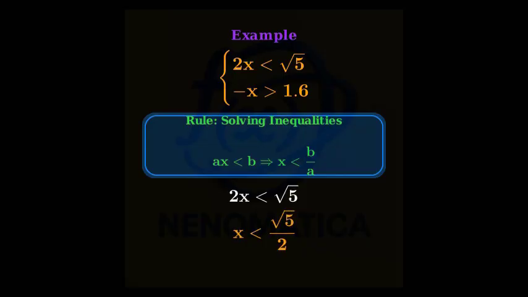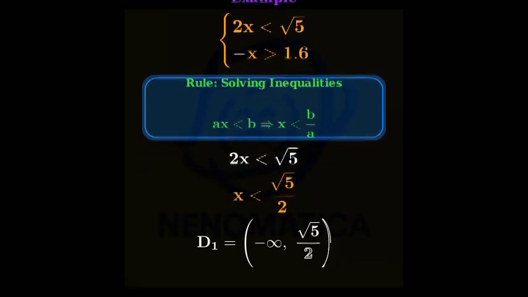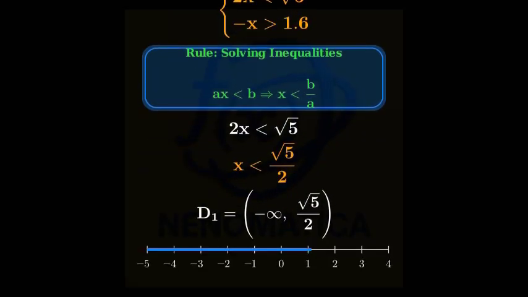Divide both sides by 2, a positive number, so the inequality direction stays the same. This gives x less than square root of 5 over 2. We record the first solution set D1 as the interval from negative infinity up to square root of 5 over 2. Then, we also show it on a number line.